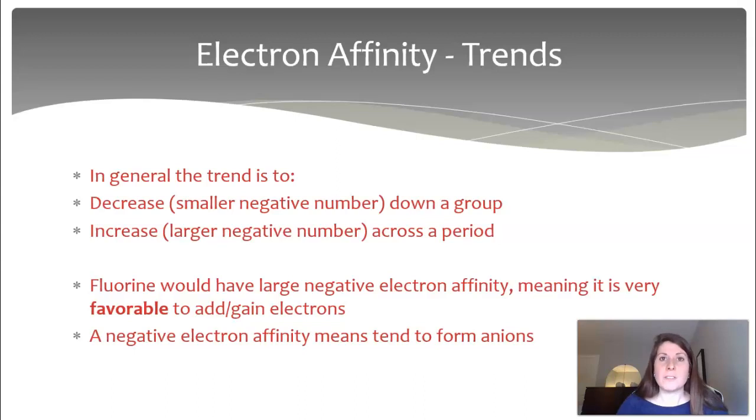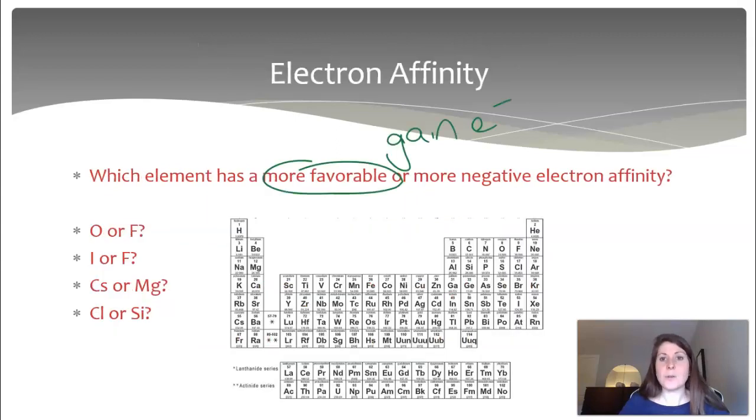So fluorine, for example, would have a really high electron affinity, meaning that it has a large negative number because it's really favorable to gain electrons. We've talked about how fluorine is really, really reactive, and it really wants to gain that electron. This is because it has a high electron affinity and a really big attraction for those electrons. If some element has a very negative electron affinity, then it tends to form anions. Let's go ahead and practice.